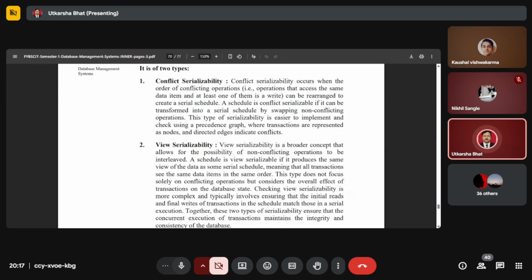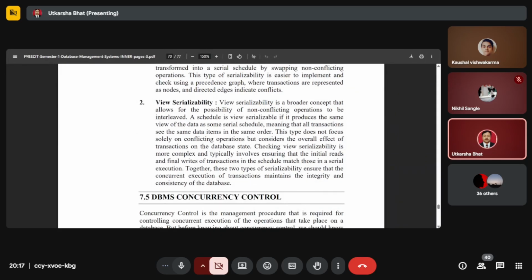Checking view serializability is more complex and typically involves ensuring that the initial reads and final writes of transactions in the schedule match those in a serial execution. Together, these two types of serializability ensure that the concurrent execution of transactions maintains the integrity and consistency of the database.